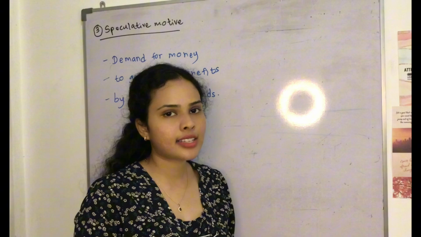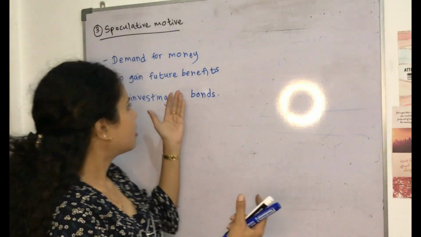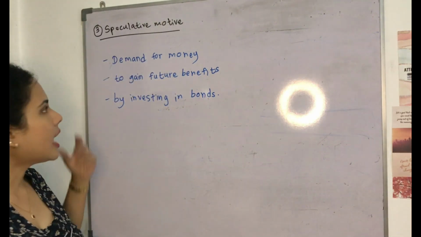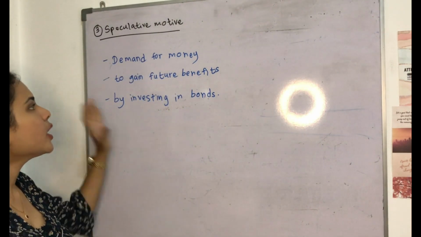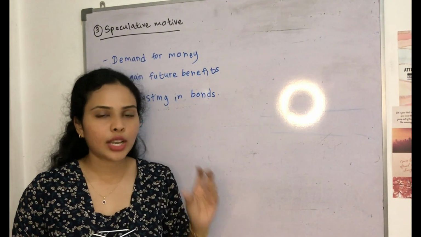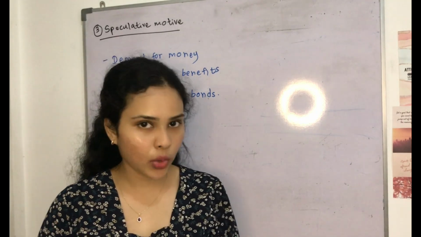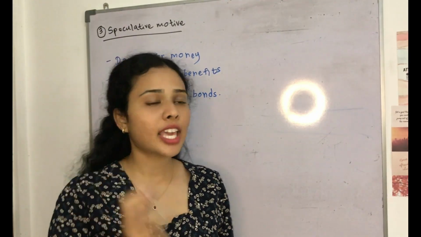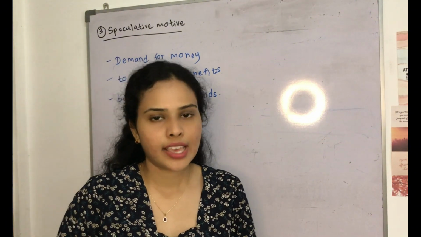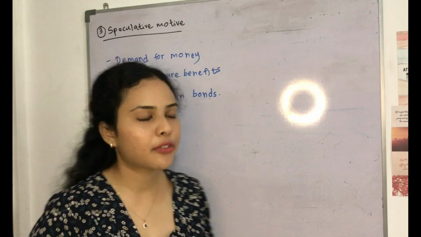That means keeping money in order to invest in bonds and receive profits, benefits, in the future. Demand for money to gain future benefits by investing in bonds is what we mean by demand for money on speculative motive. So this simply means keeping money to invest in bonds and have future benefits.